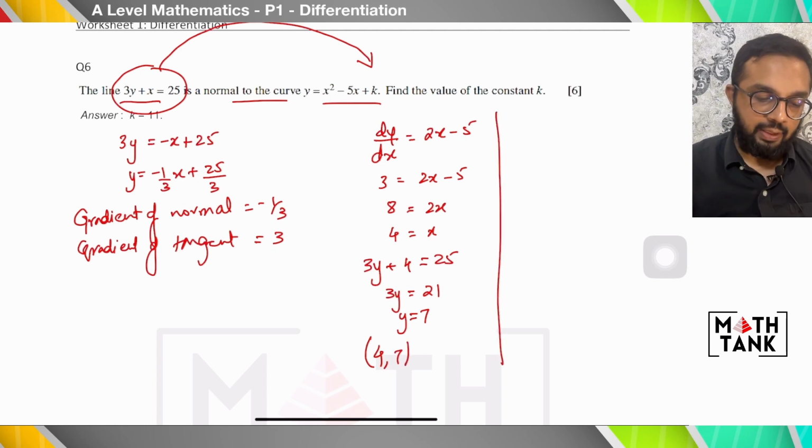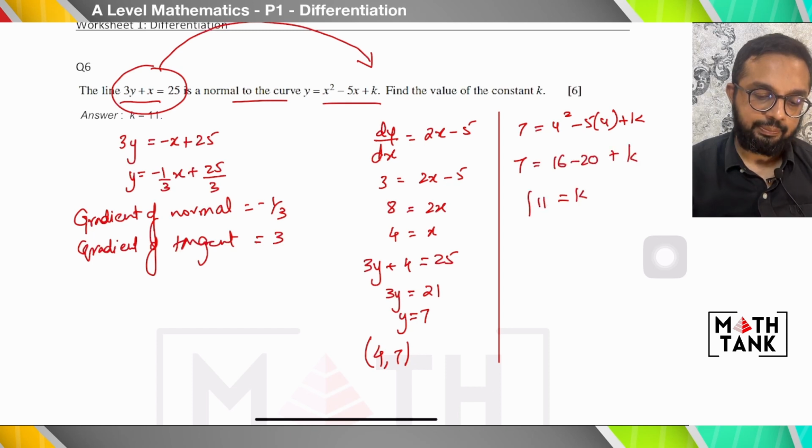Can I use that point to find k? Yes, I can do that. I can just say that 7 equals 4 squared minus 5 times 4 plus k. 16 minus 20 plus k. k equals 11.